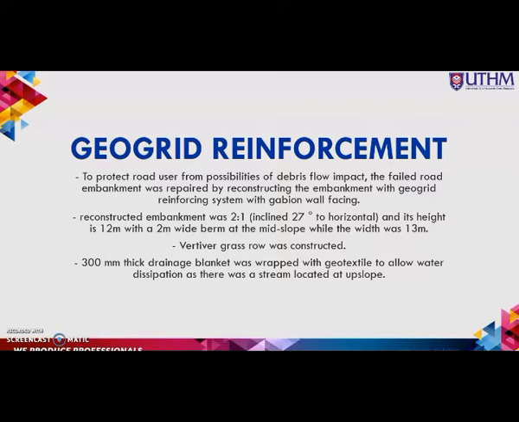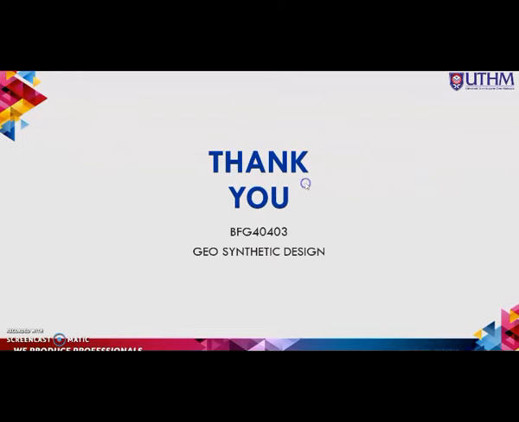The constructed embankment 2.1. They used the vertical grass slope that was constructed along the area. A 300mm thick blanket was wrought with a jog style to allow water dissipation as there was a stream located at the upslope.